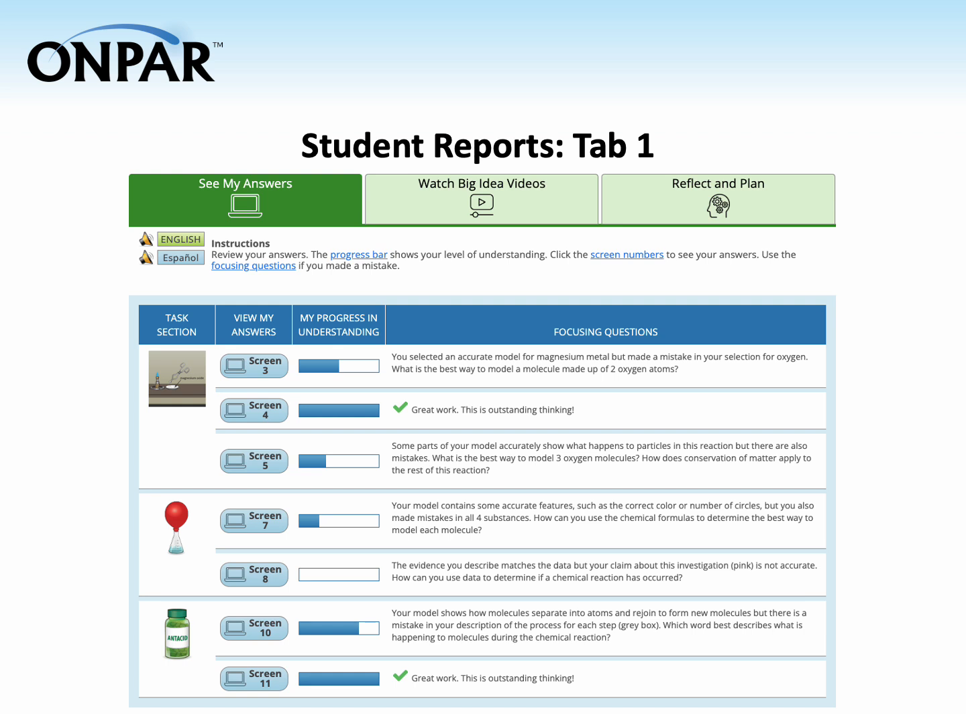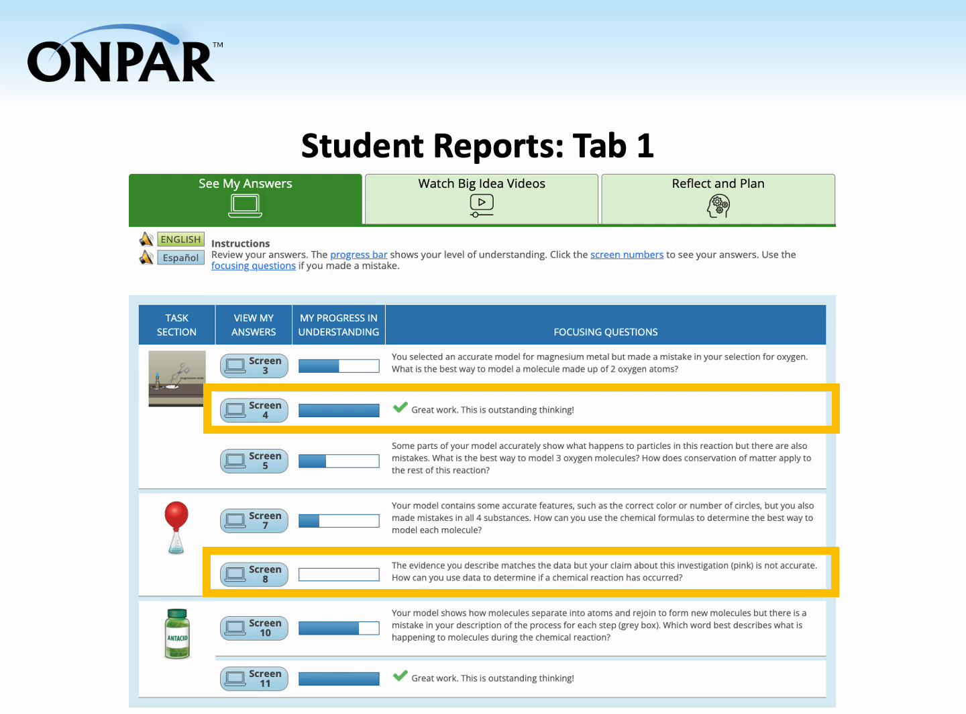The student report is organized into 3 tabs. This first one offers students feedback on each individual screen they just answered. We give them a progress bar to help them understand how thoroughly they answered each question. So they might first notice that screen 4 looked great, outstanding thinking. Screen 8, though, not so hot.